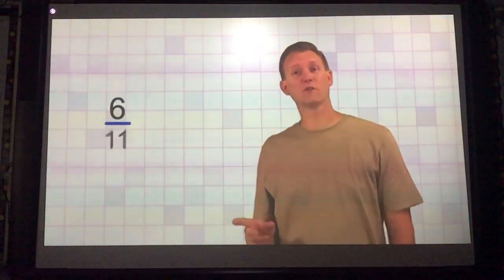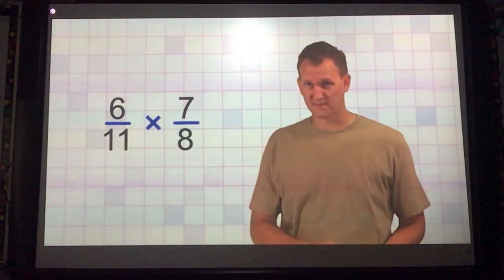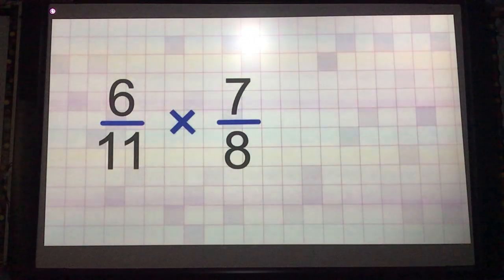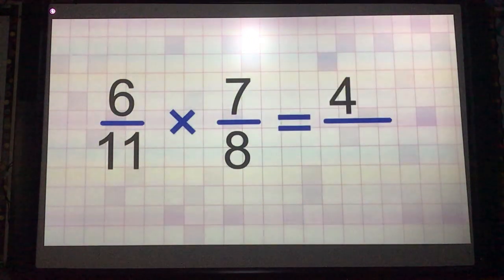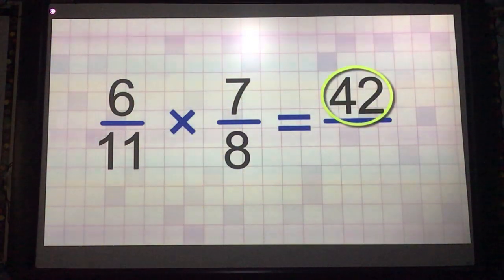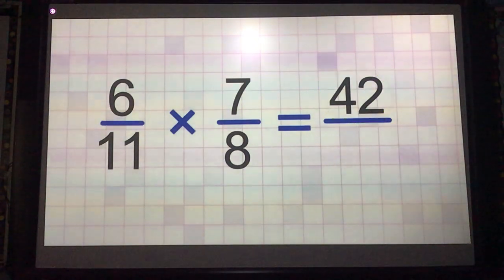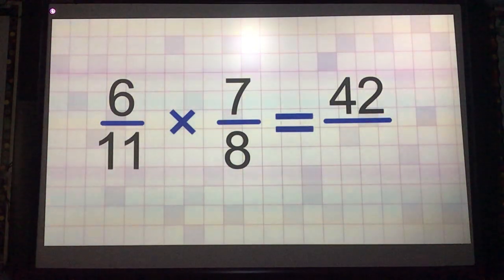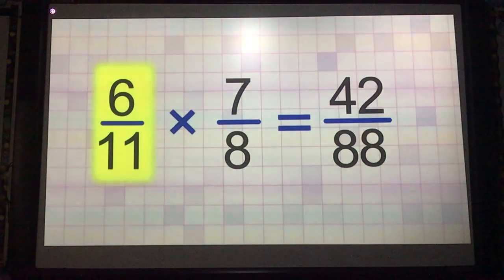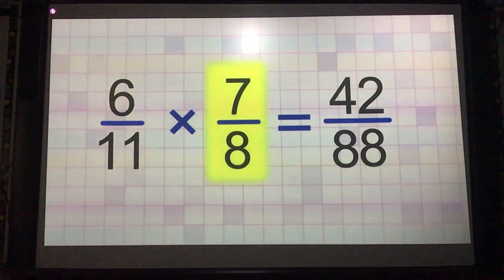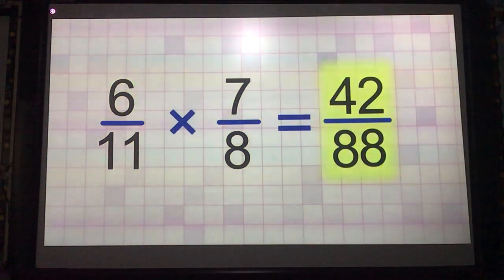Okay, time for another example. Let's try 6 over 11 times 7 over 8. From our multiplication table, we know that 6 times 7 equals 42. So 42 is the top number of our answer. And on the bottom, we have 11 times 8, which is 88. So 6 over 11 times 7 over 8 equals 42 over 88.